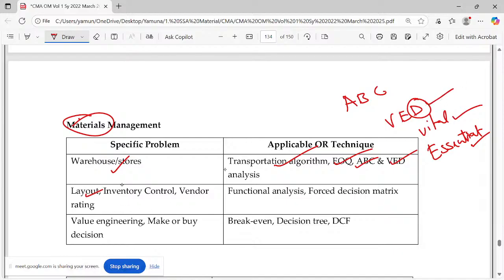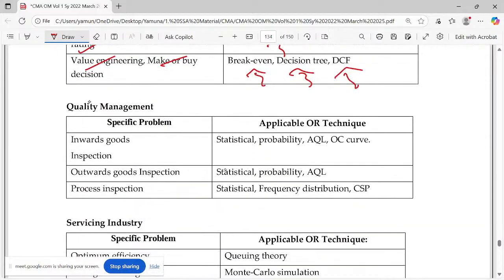Layout, inventory control and vendor rating: if your specific problem is this, you take the help of functional analysis and force decision matrix analysis. For value engineering or make or buy decisions, you go for break-even analysis or decision tree analysis or DCF, discounted cash flow analysis.